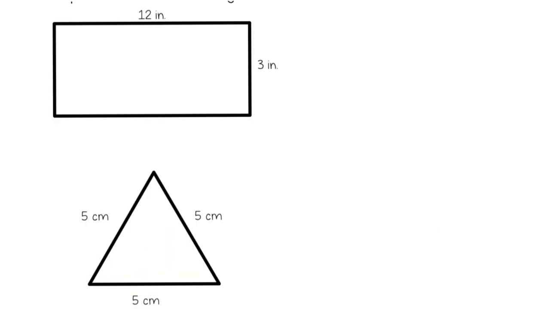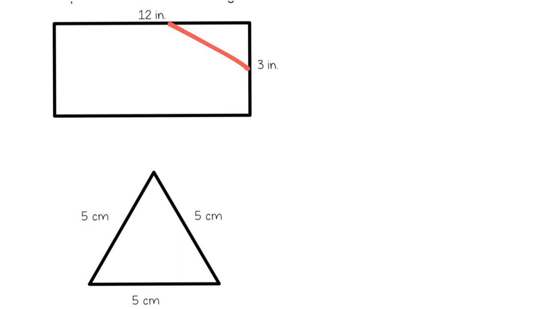Okay, so the next two we're going to look at. We're going to look at this rectangle. The rectangle has a length of 12 and a height of 3, or a width of 3, however you want to say it. Notice there are only 2 numbers. That does not mean we're just going to do 12 plus 3 to get our perimeter. We have to use all of the sides.